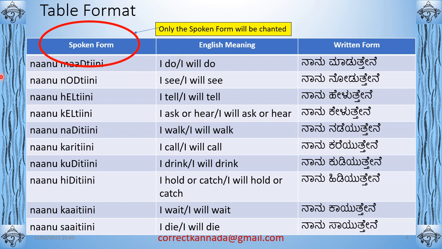Table format: starting from the next slide you will see tables like this. First column is the spoken form, second column is the English meaning, third column is the written form, the pure Kannada written form in Kannada script. The spoken form is what I will drum beat. The English meaning and the written form, you have to read yourself. So from the next slide onwards we will start drum beating.